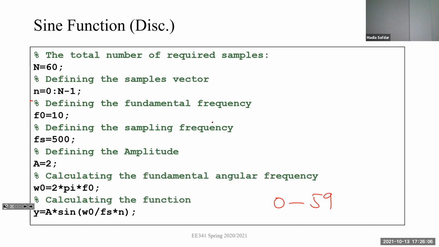N is 60. Okay. Then fundamental frequency is 10. Fs sampling frequency is 500. A is equal to 2. Same. Just this thing will change here. This will be F0 divided by Fs. 2 pi F0. Okay? Right?